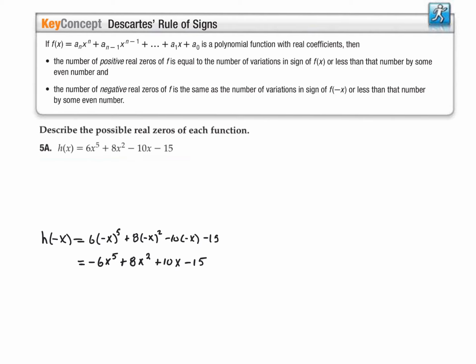So looking here at this one, notice this is positive, this one's positive, and this is negative. So notice here, this is one sign change, and then from here to here is negative as well. So how many variations in sign do I have? Just one. So if this number was, say 3, it'd either have 3 or 1.